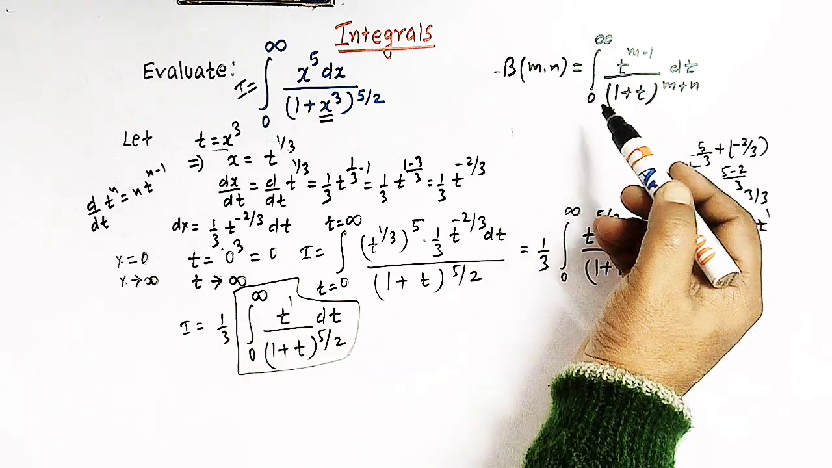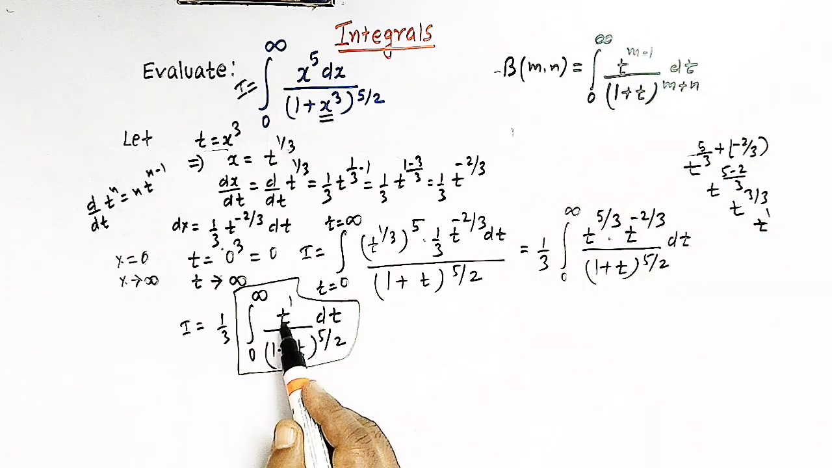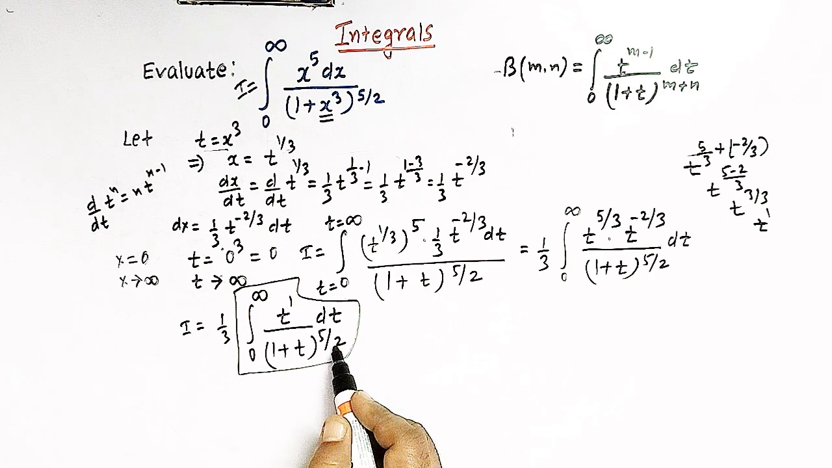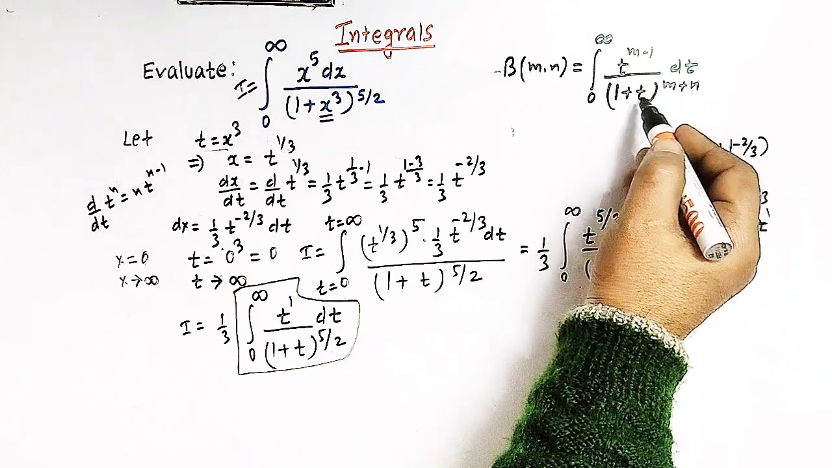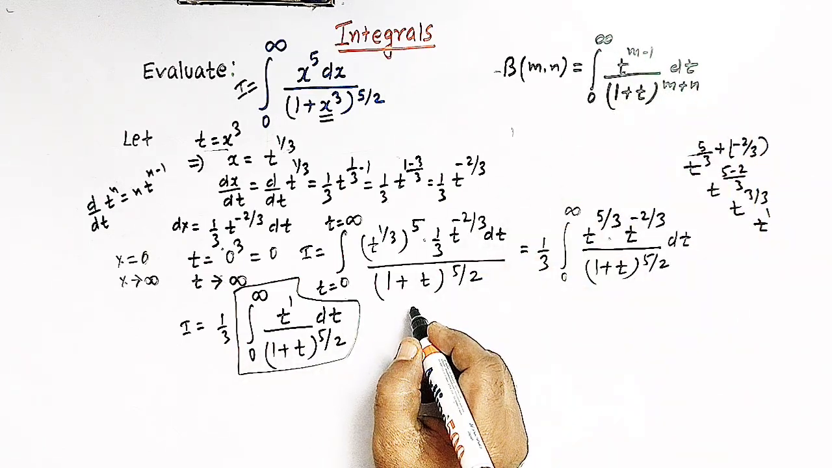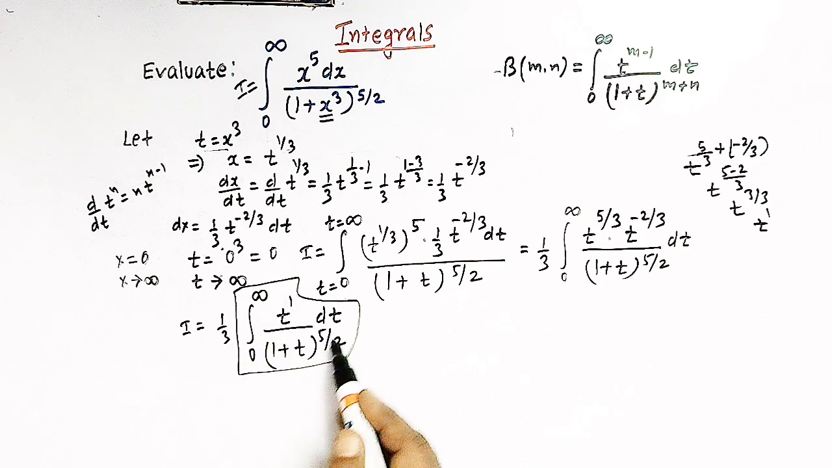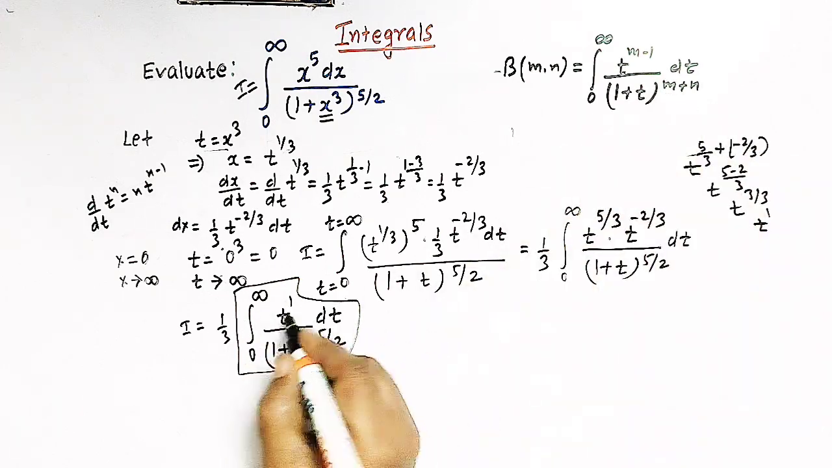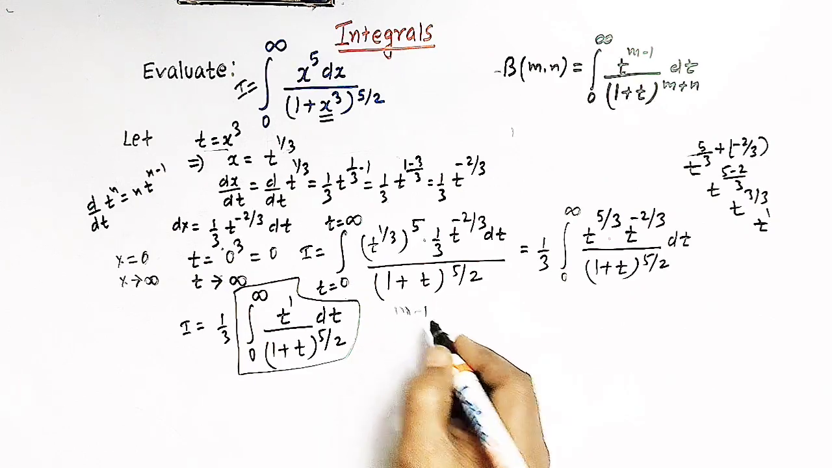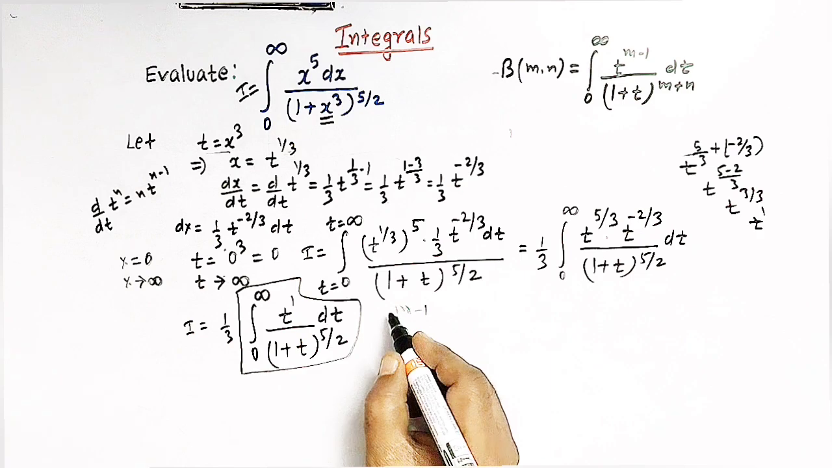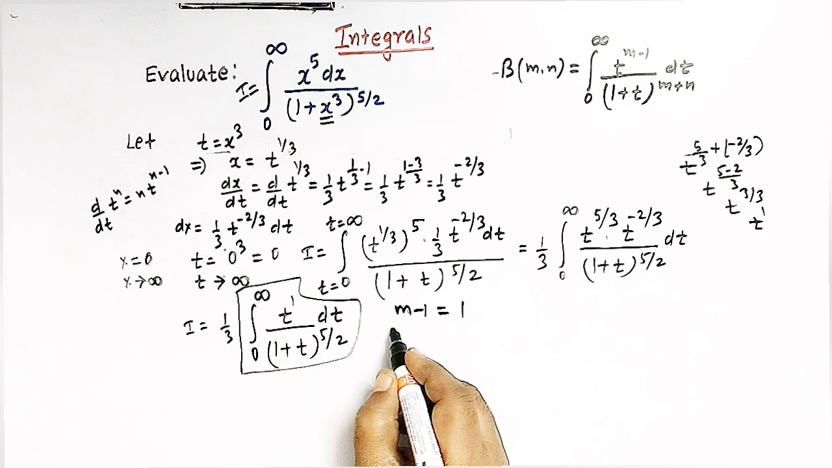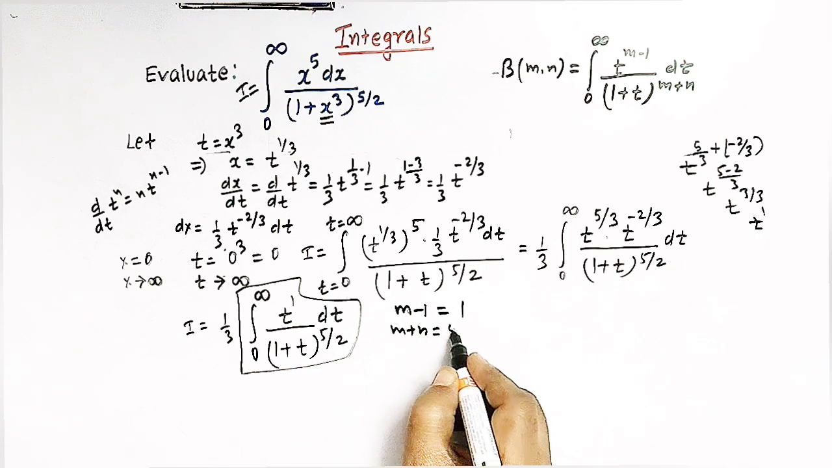So here we have 0 to infinity, here we have 0 to infinity, and t raised to 1, here we have t raised to m minus 1. And here we have 1 plus t raised to 5 by 2, and here we have 1 plus t raised to m plus n. So let us find out the values of m and n in order to express this integral in this form. So we can now compare both these integrals. So we have m minus 1 equal to 1, and then m plus n is equal to 5 over 2.